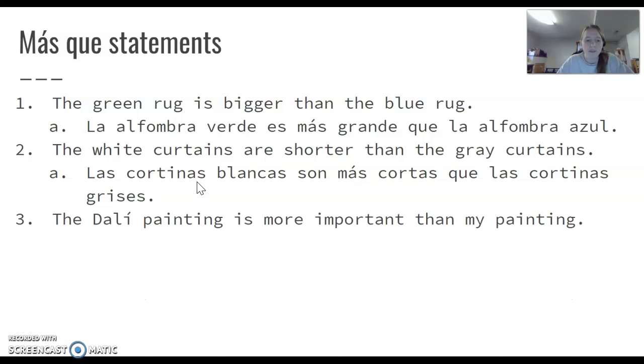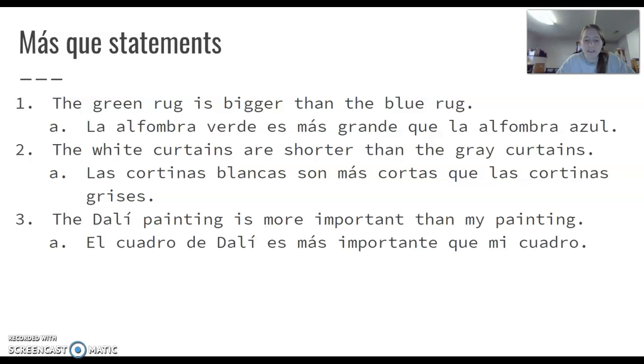All right, number 3, the Dali painting is more important than my painting. So we're going to have like the painting of Dali because that's showing possession. Okay, so that would be el cuadro de Dali es más importante que mi cuadro.